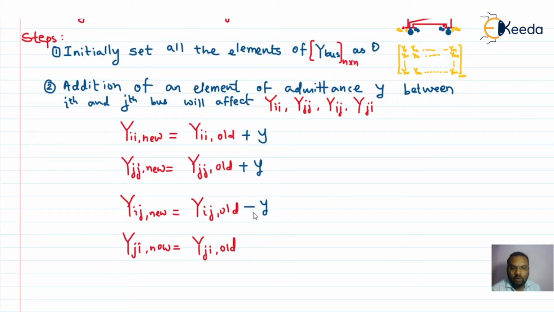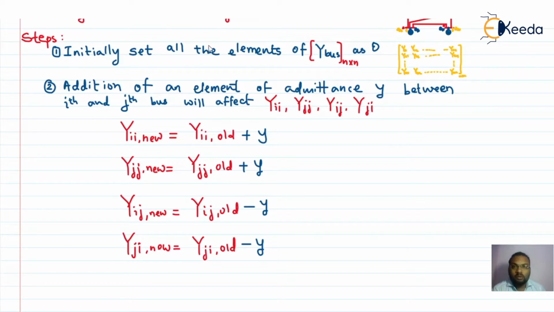Yji old minus this admittance of the newly added element. Okay, this is how it will affect. So one by one we will consider all the elements connected between the buses. If an element which is connected between two buses is added, it will affect these four entries in this way.